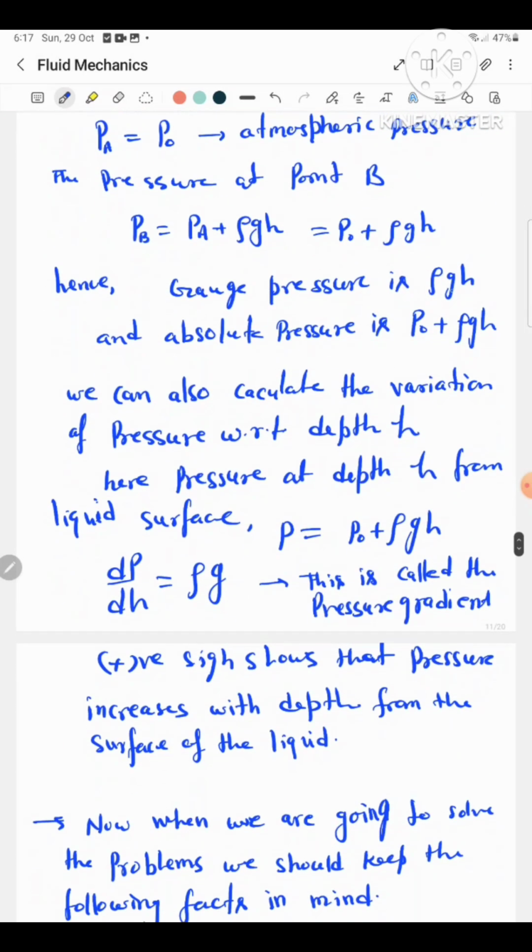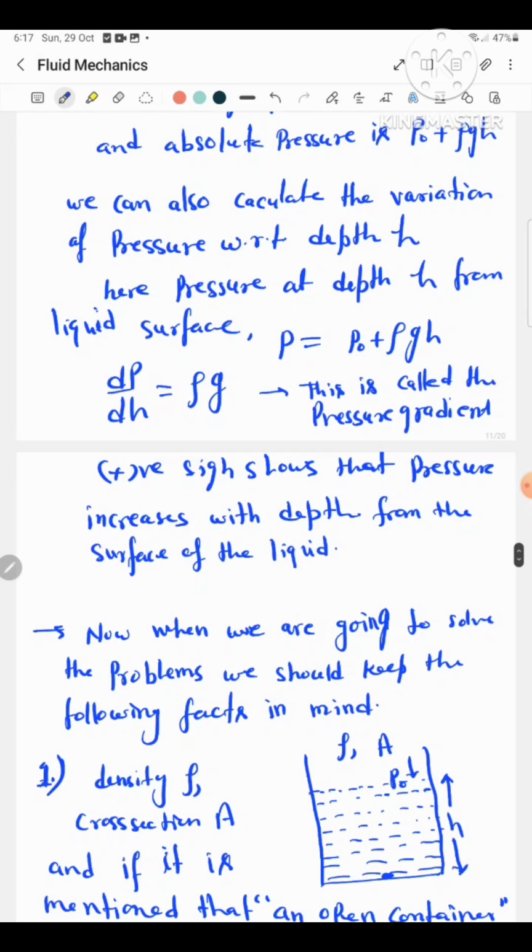Here gauge pressure is rho g h, the excess pressure above the atmospheric pressure, but absolute pressure is P naught plus rho g h. We can also calculate the variation of pressure with respect to depth. Here pressure at depth h from the liquid surface, P is equal to P naught plus rho g h. We can differentiate P with respect to h. dP upon dh will be, the constant differentiates to 0, and differentiation of h will be equal to 1, that will be rho into g. This is also called the pressure gradient. The positive sign shows that pressure increases with depth from the surface of the liquid.